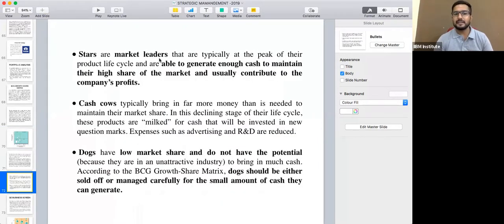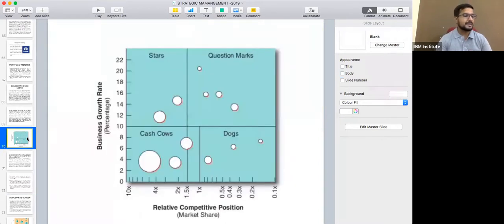They are the market leaders. They are typically at the peak of their product life cycle and able to generate enough cash to maintain their high share of the market, and usually contribute to the company's profit. Because star is basically one of the stages where the company has a win-win situation. They are the market leaders. They are the ones who can set the tone in the market when it comes to demand and to the particular product offering.